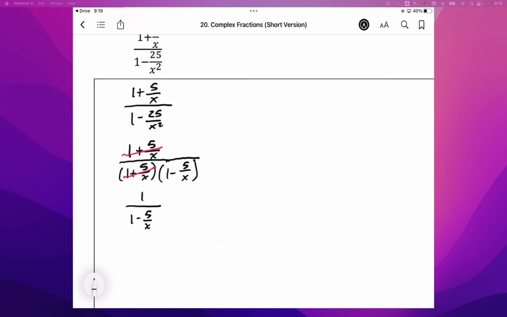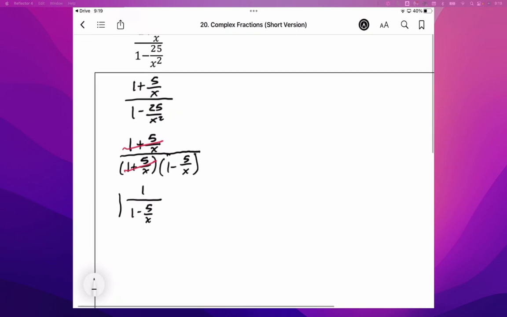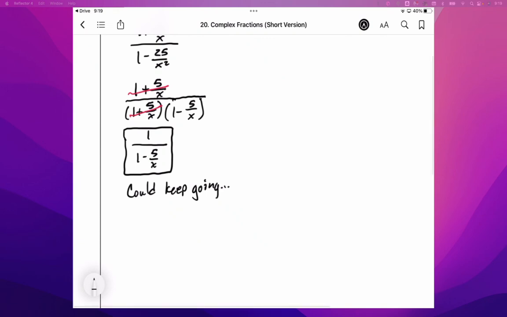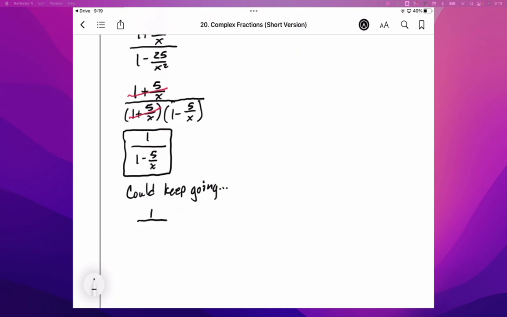You could continue with this. I'll box that guy in. You could keep going. And the way that you would keep going is that we would need to do the subtraction in that denominator. So we would need to create a fraction that has two fractions with common denominators. And so to do that, we would need to multiply 1 by x. So we would have x over x minus 5 over x.